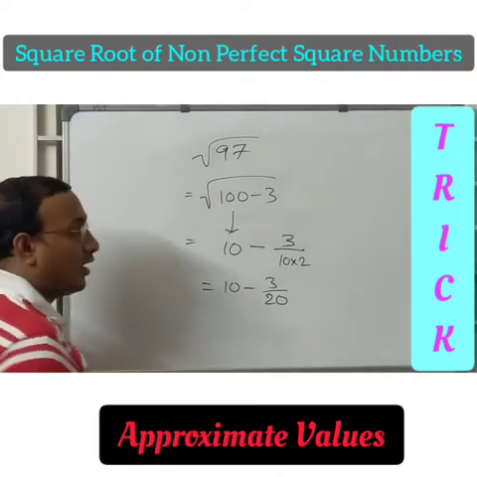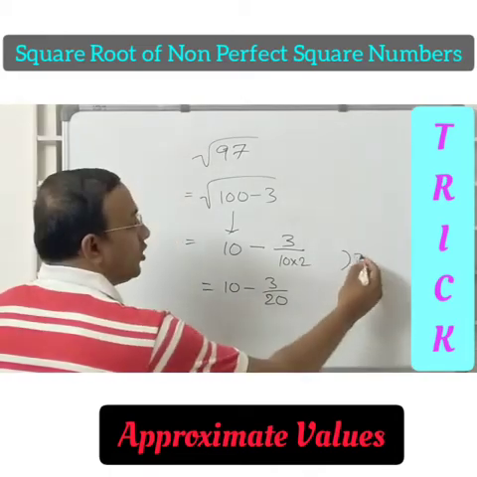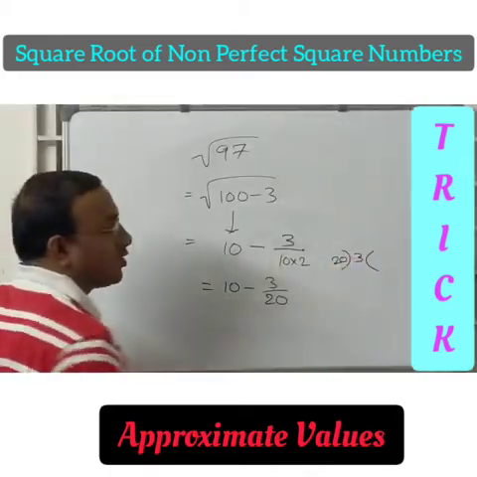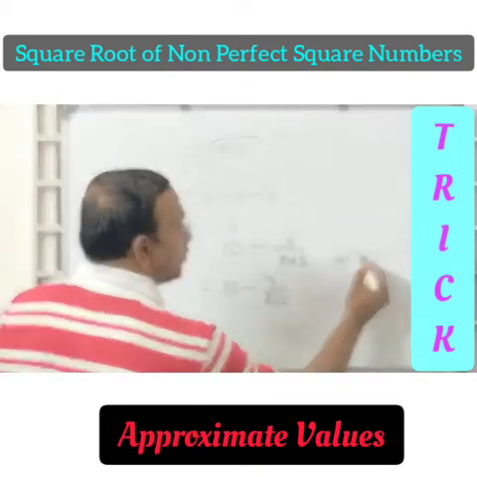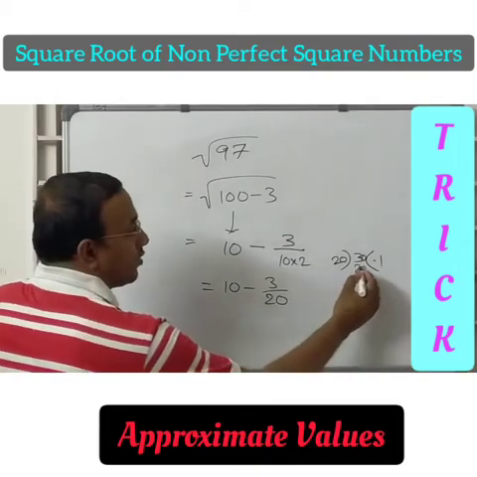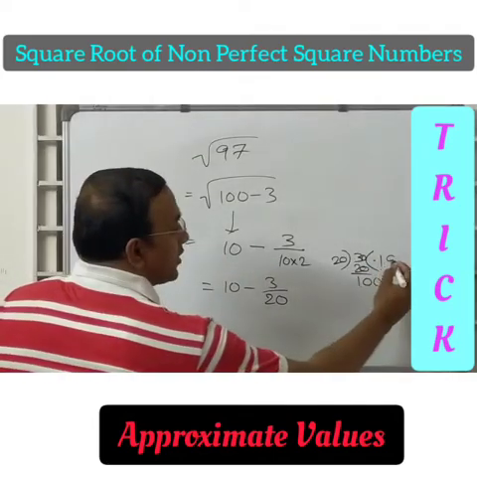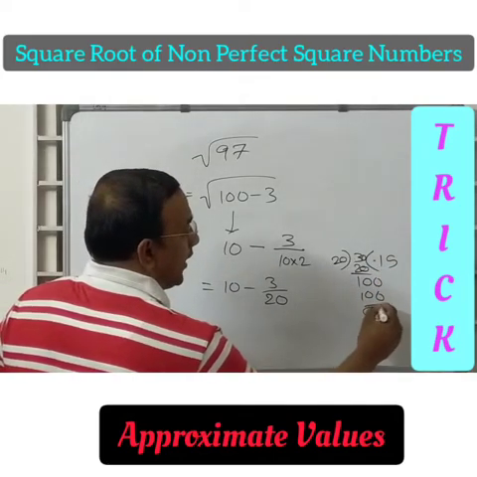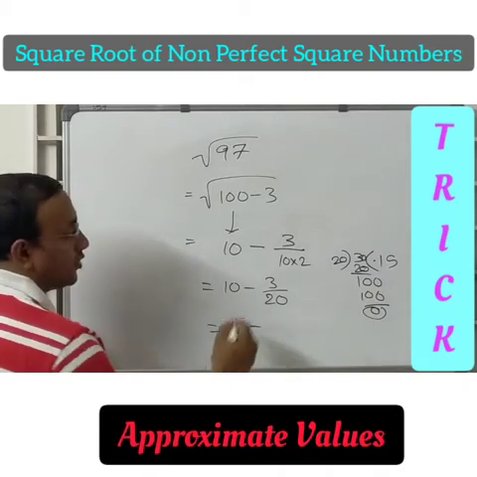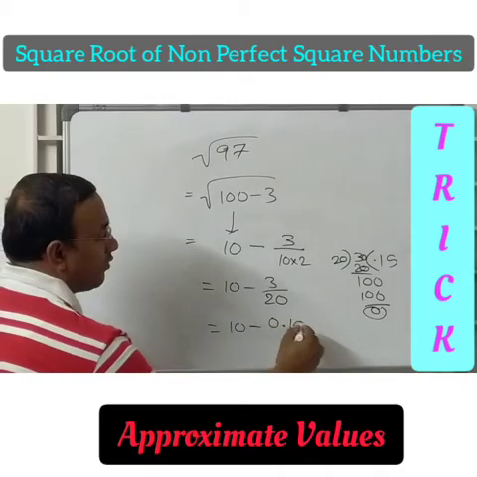3 by 20, we will just calculate by dividing it. Divide 3 with 20. As 3 is a smaller number, let's take a point and put 0 here. Twos are 20. This is 10. As the point is there, you can put a 0. Twos... 5s are 100. So what did I get? 10 minus 3 by 20 is nothing but 0.15.